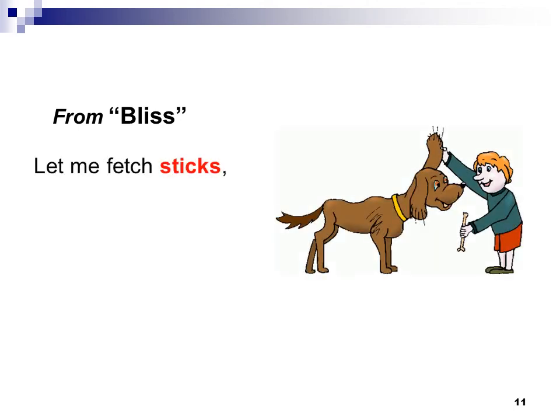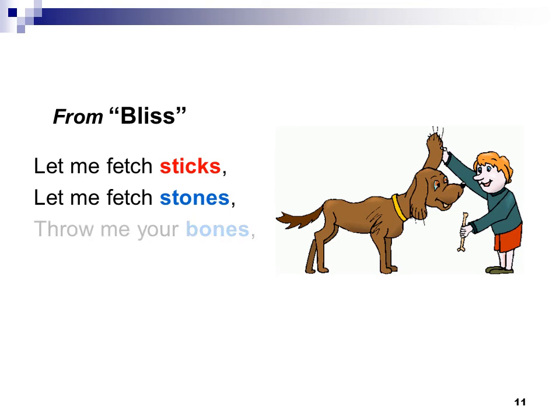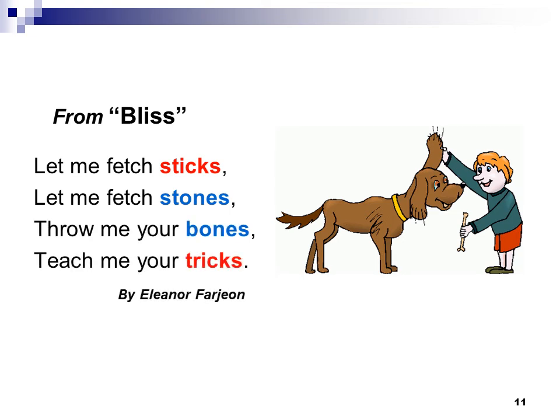Let us discuss another example for rhyming words. Here I have taken one stanza from Bliss. Let me fetch sticks, let me fetch stones. Throw me your bonds, teach me your tricks. So here, what are the rhyming words we can say? We can see sticks, tricks, stones, bonds. Sticks, tricks, rhyme together, though the spellings are different. The sound is the same. Stones, bonds.